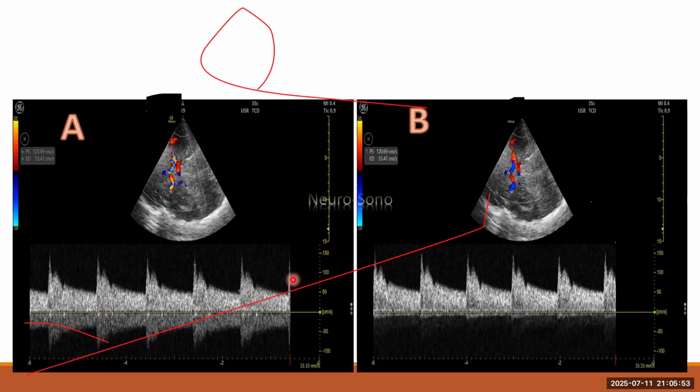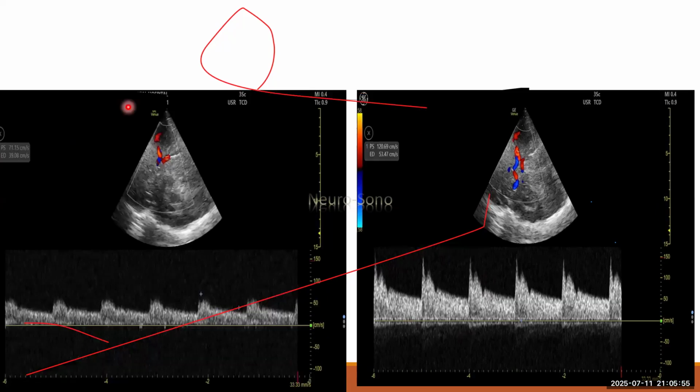And again, what is the difference between these two? These are the same patient. Can we identify the difference between the left image and the right image? The waveform analysis per se. What is the difference which we can note here? Image A is the ipsilateral P1 segment, sir. Yeah, ipsilateral P1, and image 2 is the ipsilateral MCA segment.